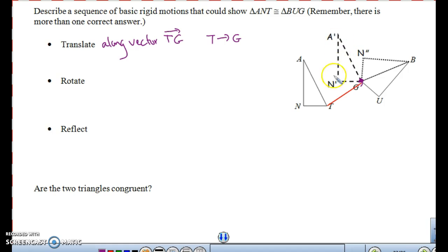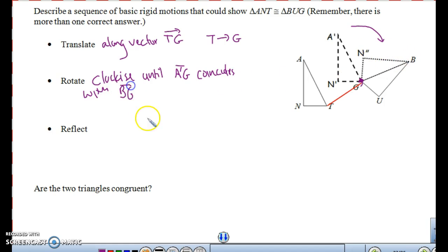So now I want to take this dotted triangle and rotate it. Now remember, rotation is always defined as either clockwise or counterclockwise. So I'm going to rotate clockwise until I get A prime G coinciding with BG. Yeah, I said that wrong, BG, sorry about that. So we're going to rotate until this side ends up here on that segment.